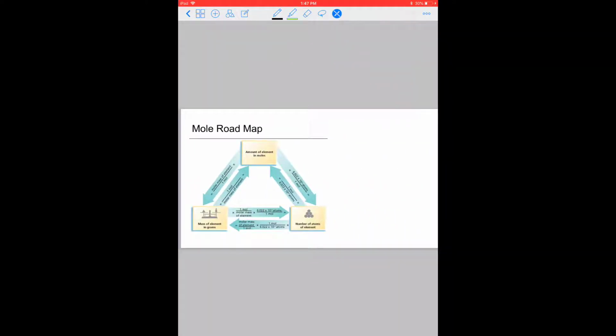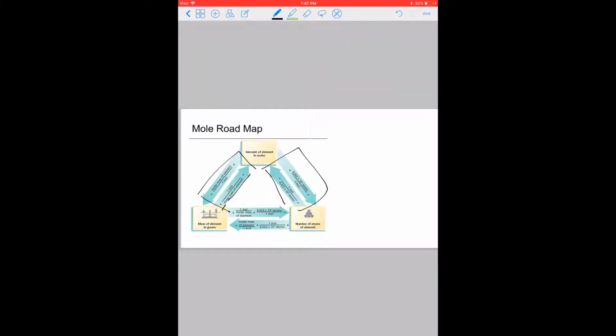Now here's our mole roadmap, and if you'll notice these portions here on the side, those have our conversions that we've just talked about. If you're converting from the amount of element in moles to number of atoms, then you're going to use our number 6.02 times 10 to the 23rd. But if you're going from the amount of elements in moles to the mass of elements in grams, you have to use the molar mass on the periodic table.